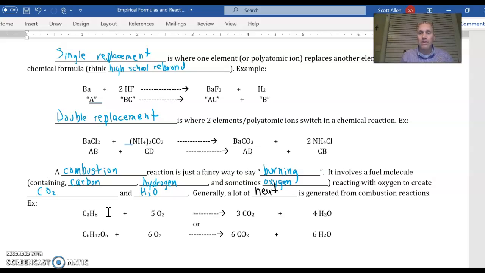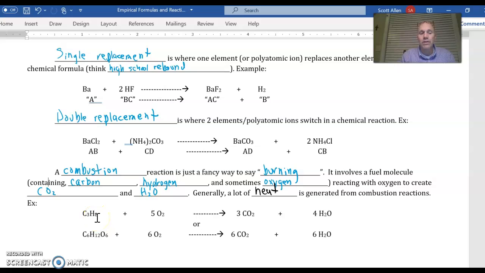Whenever you burn something, what is required is something to burn. That's going to be your fuel. You need oxygen. All right, if we don't have oxygen in the air, the reaction can't take place. And what you end up making is carbon dioxide and water. All right, and you can see that sometimes this fuel contains oxygen and sometimes it doesn't.